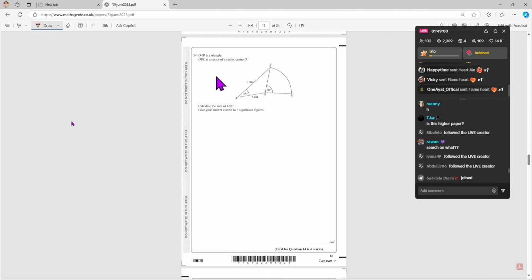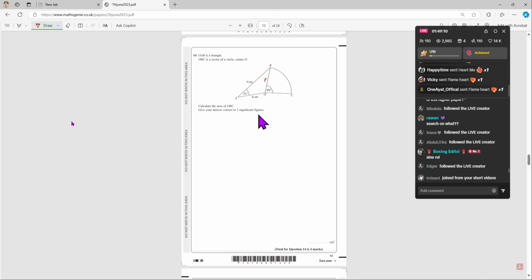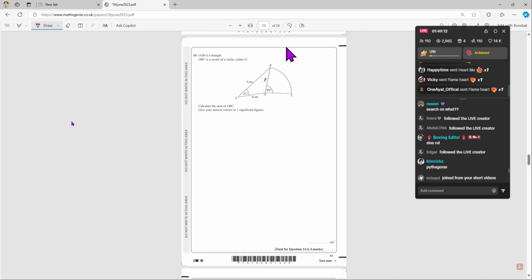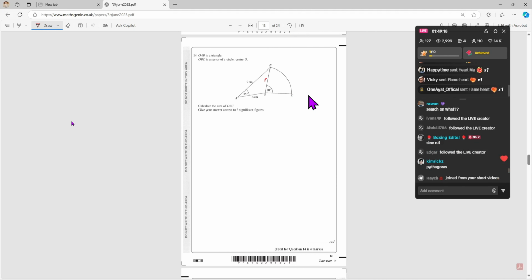So, what we need to do is to work out the area of the sector. We have to work out the radius of the circle. I'm going to label it R. To work out the radius, what method are we going to be using? Are we going to be using the sine rule, the cosine rule, trigonometry, or Pythagoras?